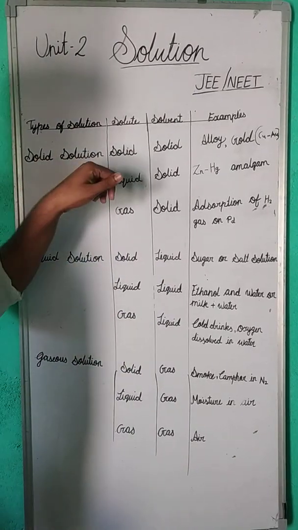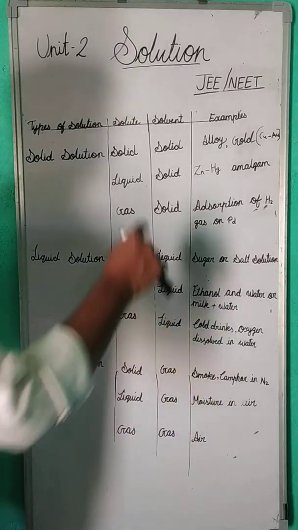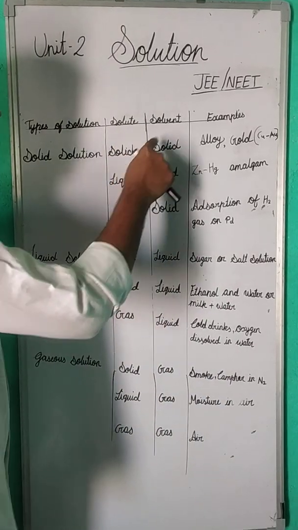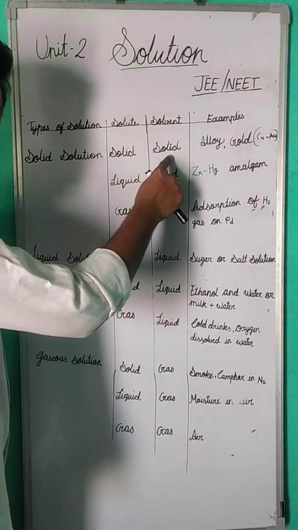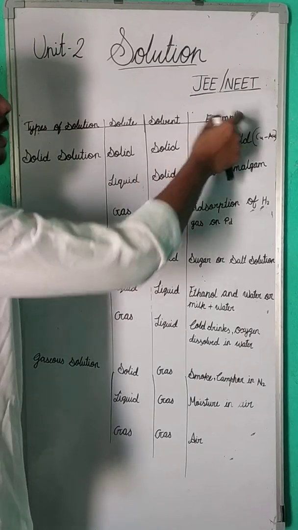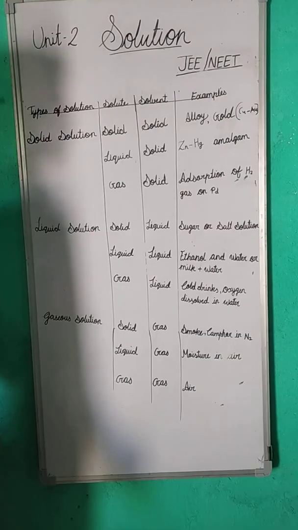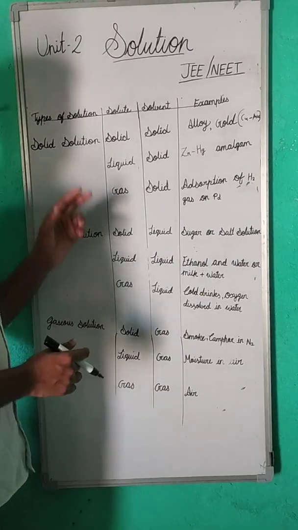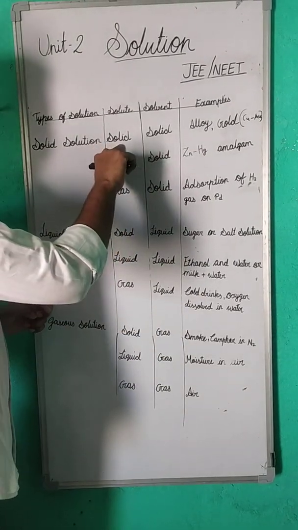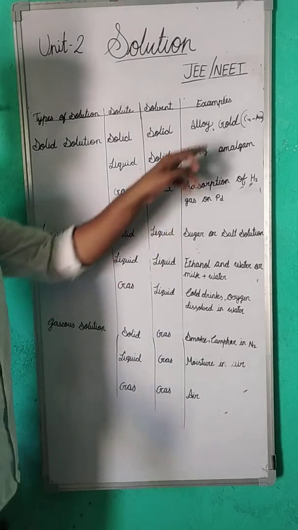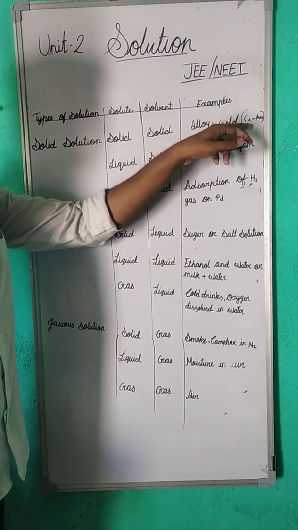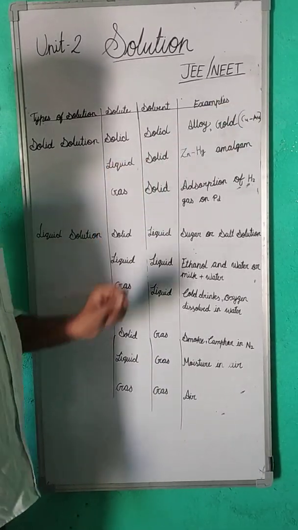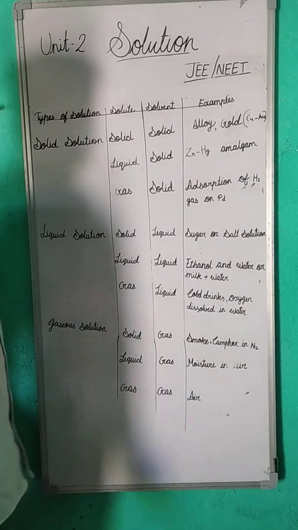First you can see the solid solution over here. Here the solute is in solid state, and the solvent is also in solid state. So examples are alloys. An alloy is a homogeneous mixture of solid solute and solid solvent. Example, gold: when you mix copper in gold, you will have an alloy of gold.